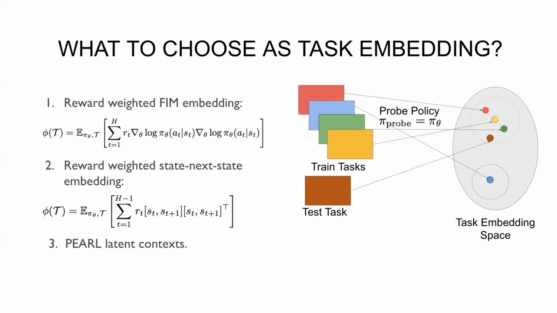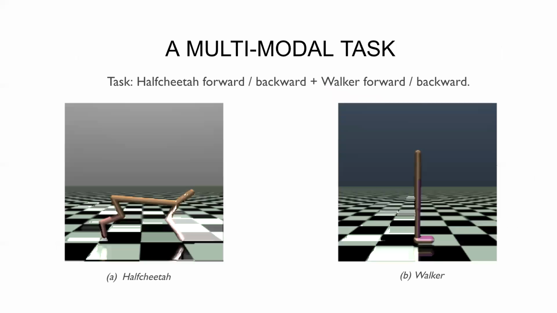And how do we construct this embedding in the task embedding space? We tried a few things, and I'll show you plots in a second. One is using a reward-weighted feature information matrix, and another is a next-state type of embedding, and correlated contexts with a random embedding network, or a small network trained on all the tasks as the probe policy. Then we tried environments where we have half cheetah going forward and backward, and walker going forward and backward. These are our multimodal tasks.